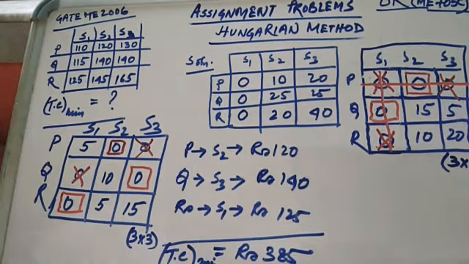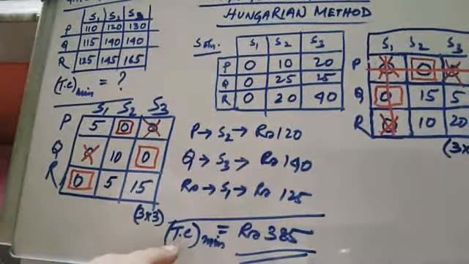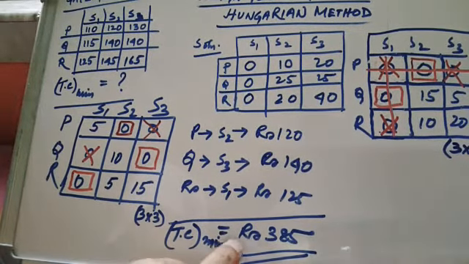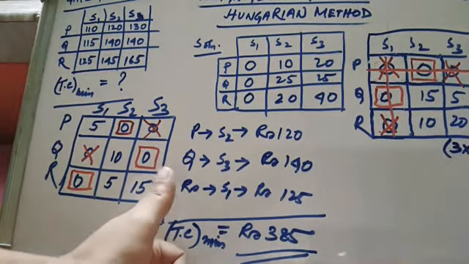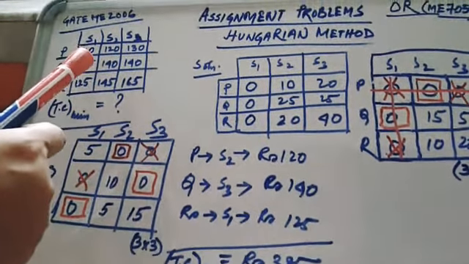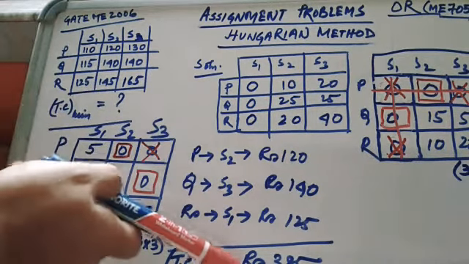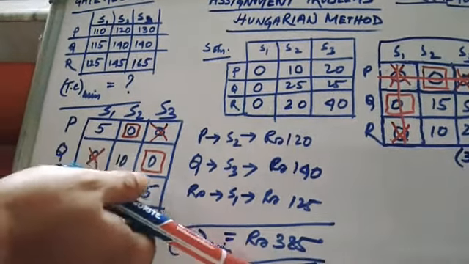We understand how to solve assignment problems using the Hungarian method, and we have found out the minimum total cost, that is rupees 385, by solving this particular problem, which came in the GATE 2006 paper, and we are finding that the minimum total cost is rupees 385.